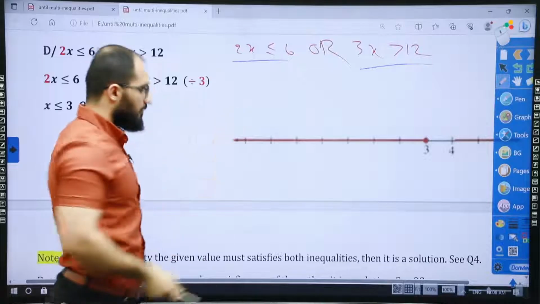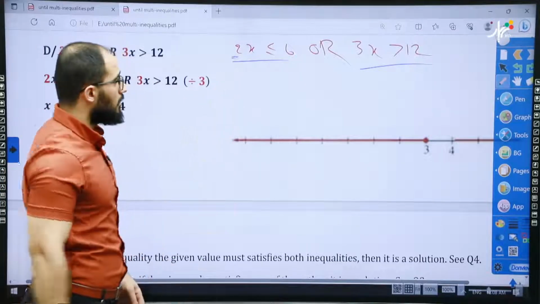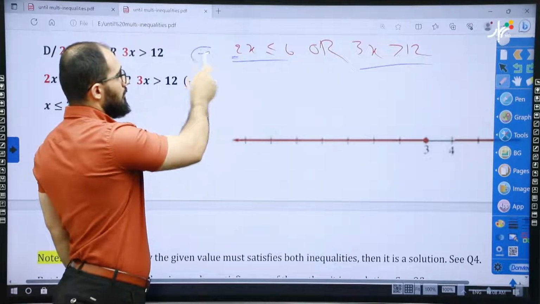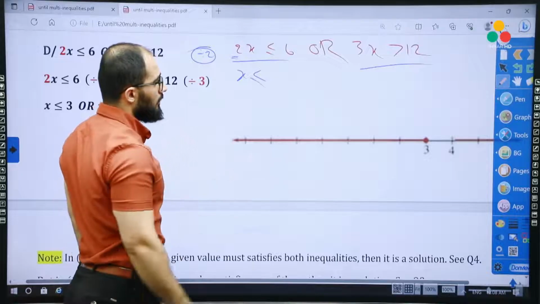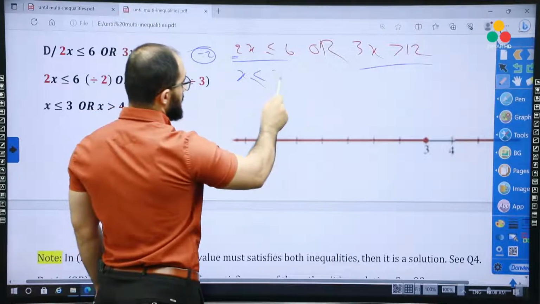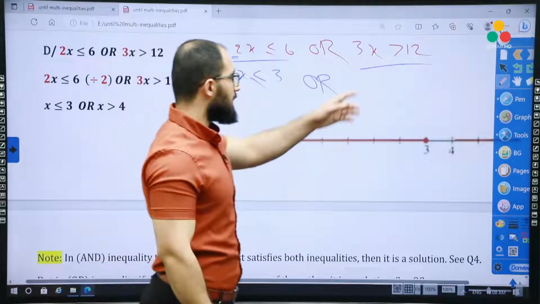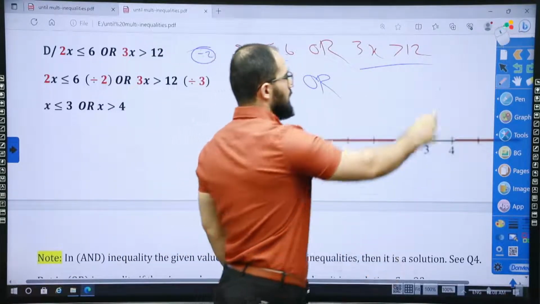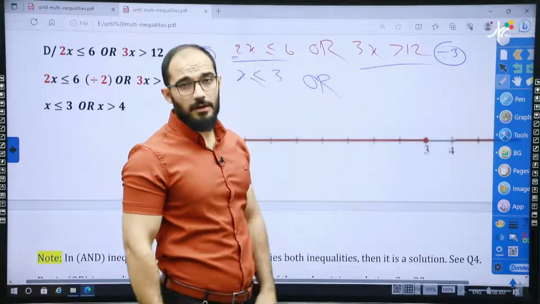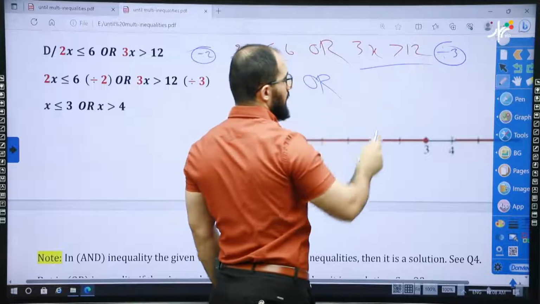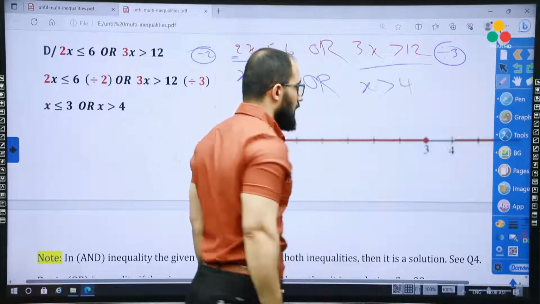For the first one, because with x we have 2, we divide both sides by 2. 2 divided by 2, x remains, less than or equal to 6 divided by 2 is 3. But for the second one, we divide by 3, because with the variable x we have 3. So 3 divided by 3, x remains, greater than 12 divided by 3 is equal to 4.